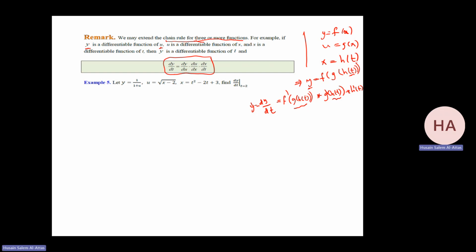Now, I have this example. I have y is a function of u, u is a function of x, and x is a function of t. I want dy over dt at t equal 2. So I have y is 1 plus u to the power minus 1, and u is x to the power one half, and x is t squared minus 2t plus 3.